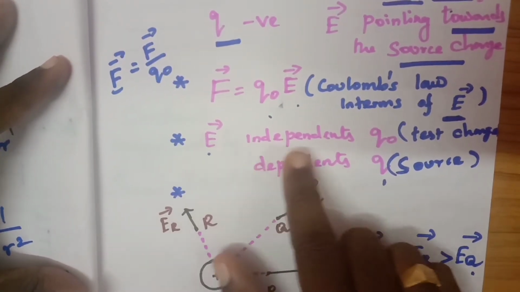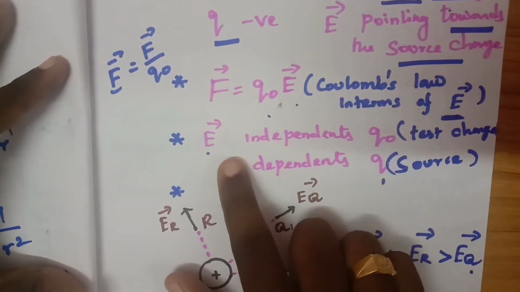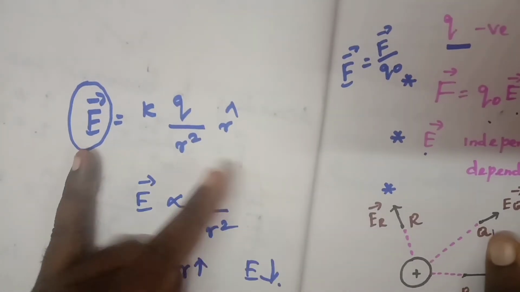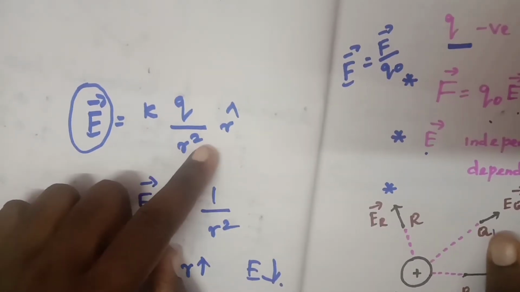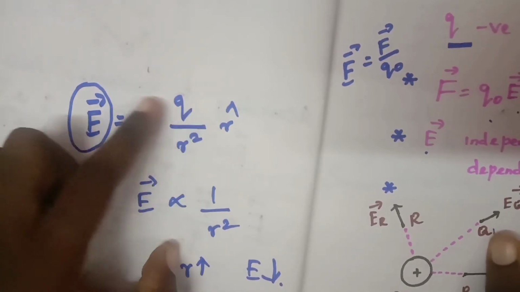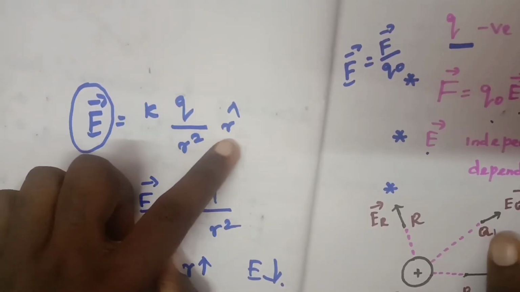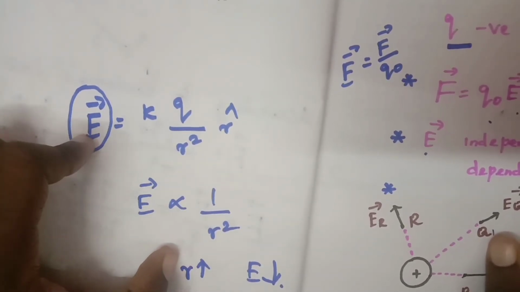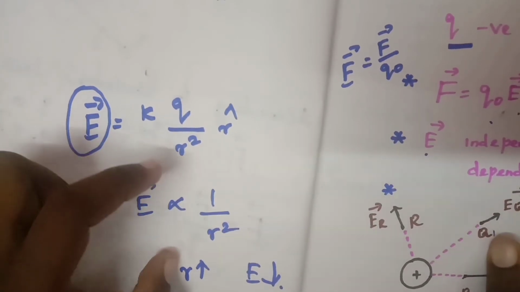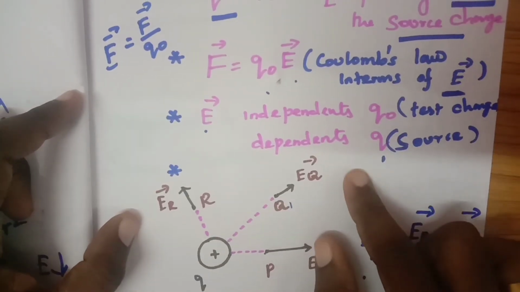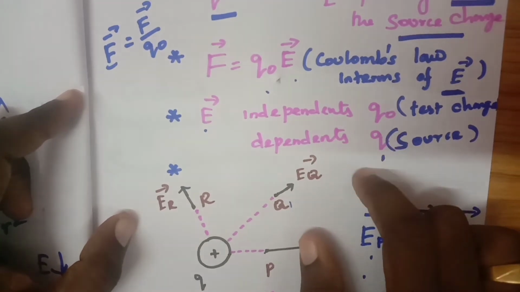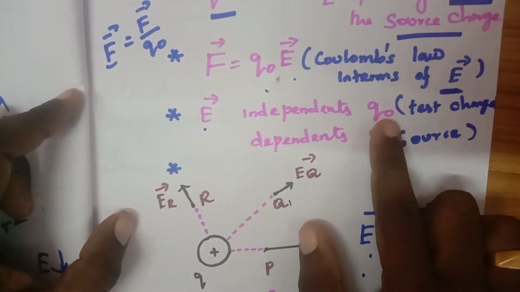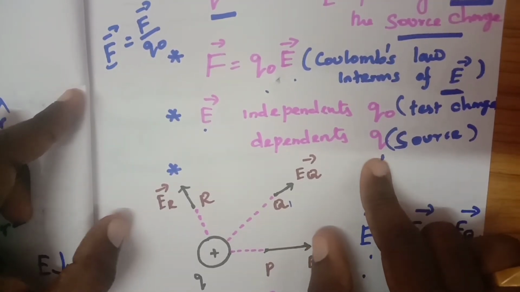So E vector is independent of Q0. That means the electric field is independent of Q0. So here is the formula: E vector is equal to K Q divided by r squared into r cap. There is no test charge here. So the electric field is independent of the test charge and depends on the source charge. Another reason is that the magnitude of the test charge will be lesser than the magnitude of the source charge.